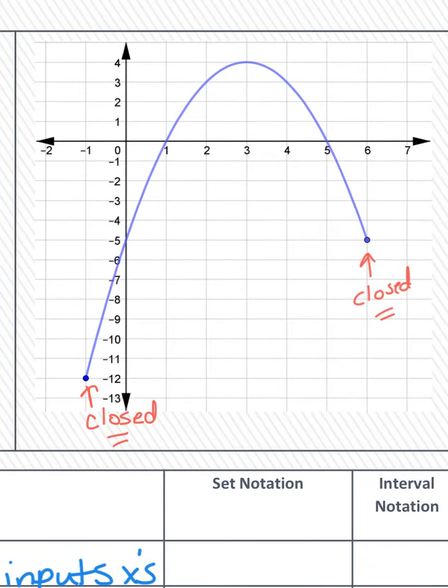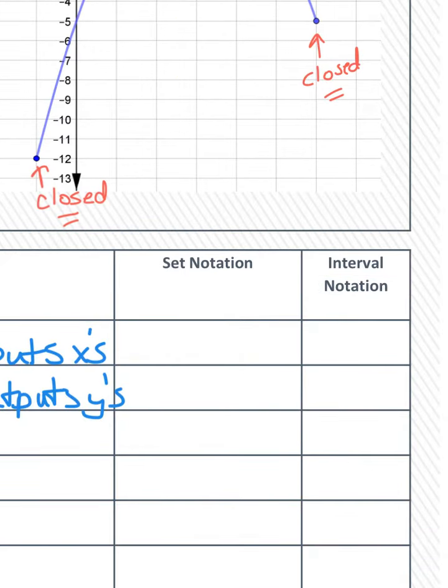Okay, so in terms of our domain, the collection of all x values, our graph starts at a minimum of -1 and goes up to +6, closed on both ends. So from a set perspective, we have the set of all values of x such that x is less than or equal to 6 and greater than or equal to -1. And from an interval notation perspective, our minimum is -1, our maximum is +6, and we're closed on both ends, as shown using the brackets.